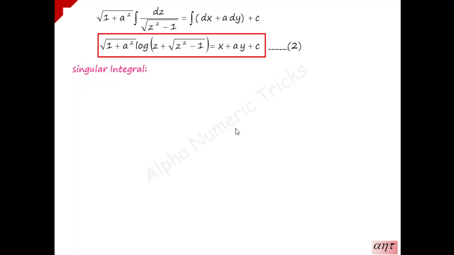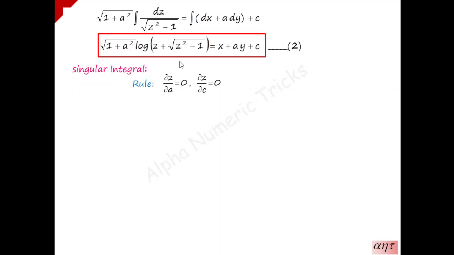A singular integral is obtained by differentiating the complete integral partially with respect to the available arbitrary constants. Here the constants are a and c. So you have to differentiate this with respect to a and c, and you have to use the rule dou z by dou a is equal to 0 and dou z by dou c is equal to 0, because a and c are the constants available. Using that, we have to eliminate the arbitrary constants a and c. We can get the singular integral.